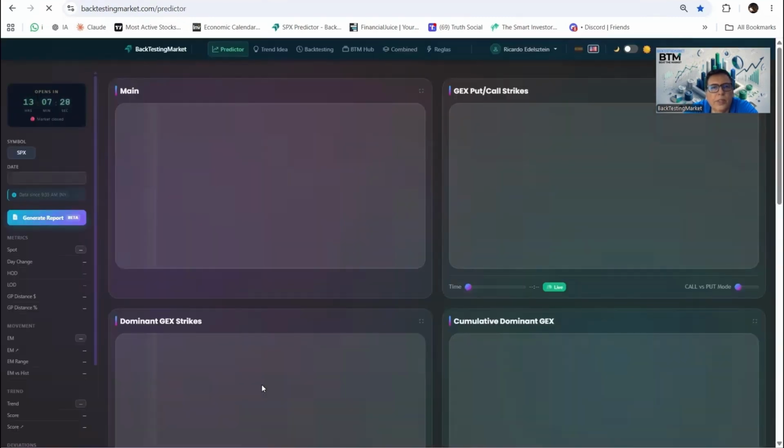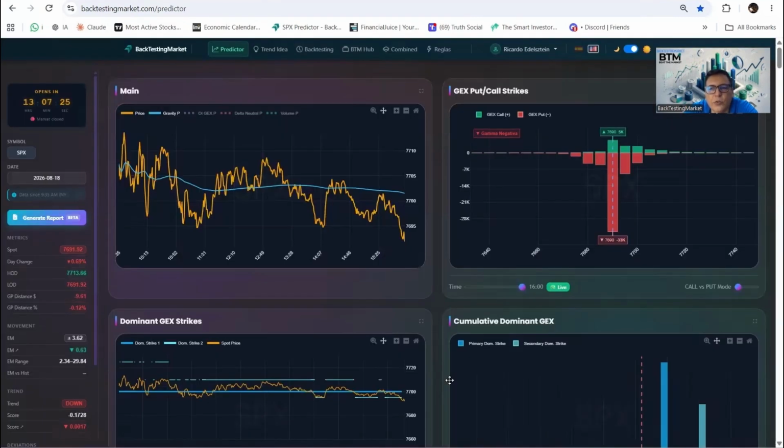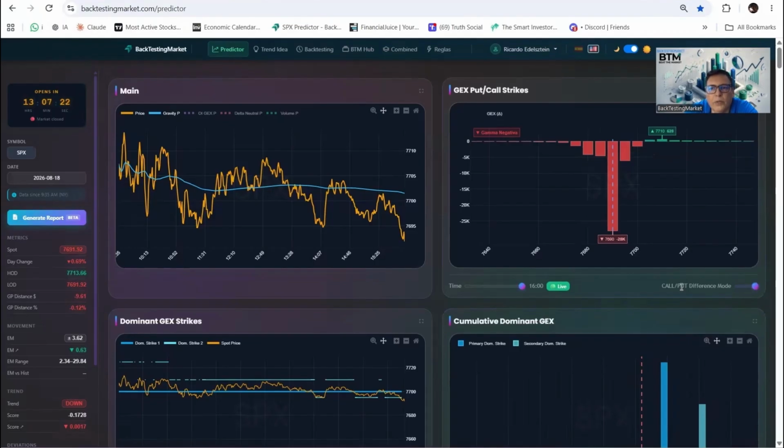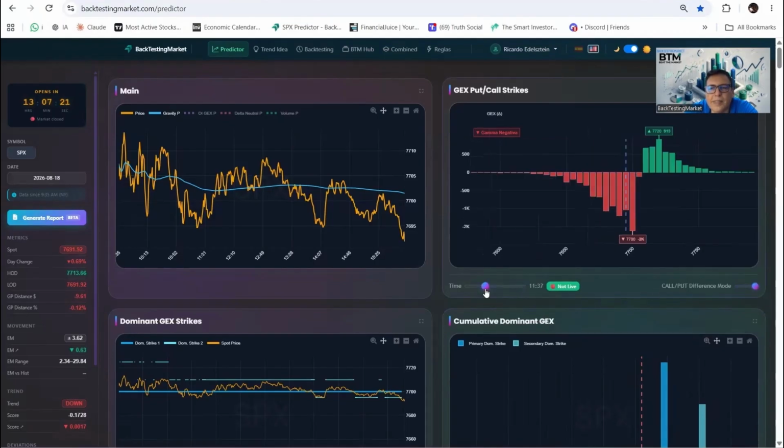The predictor is basically like the instruments of a pilot, where they can see where the market may move. And this is measured by things like the gamma exposure, where the institutions are located and where the market makers are going to cover those positions. This is one of the views.